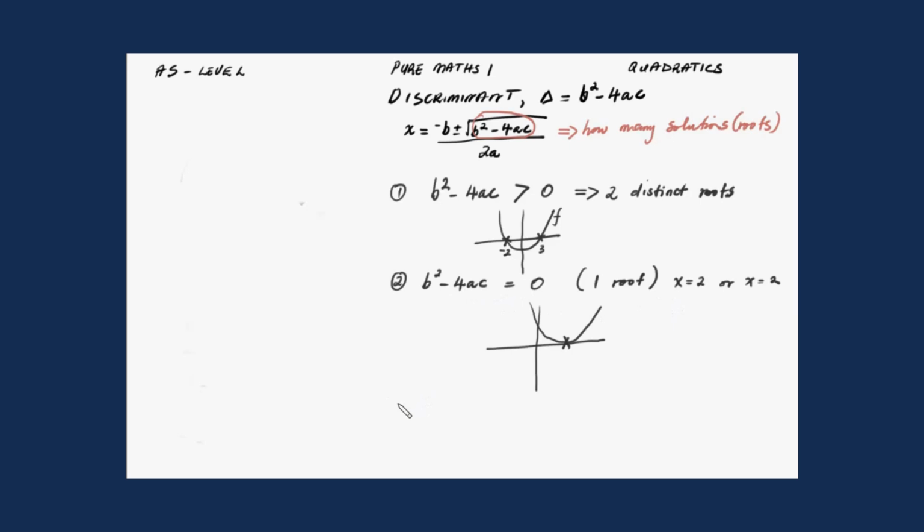The third case is when the discriminant is less than 0. So our discriminant b squared minus 4ac is less than 0. So in this case, if our discriminant is less than 0, it tells us that we have imaginary roots. Okay, there are no real roots. Let me use that simple term: no real roots.